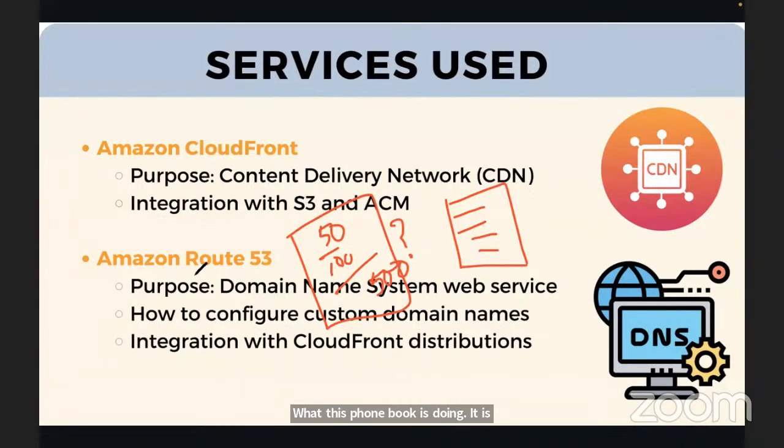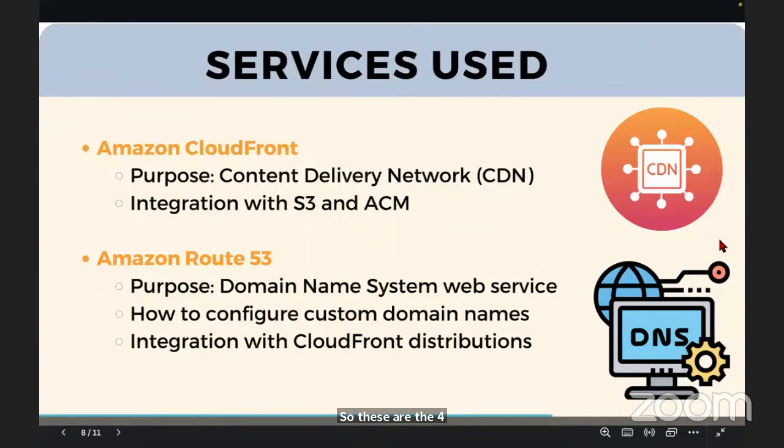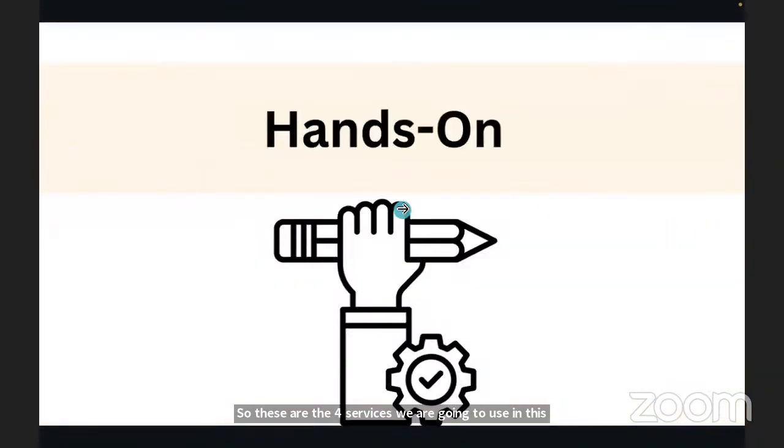In a similar way, this Route 53 is going to map the domain name with our S3 name or CloudFront distribution name. In the backend, we are going to have an IP address, so we are going to map that. So these are the 4 services we are going to use in this solution. And yes, it's time to perform hands-on.